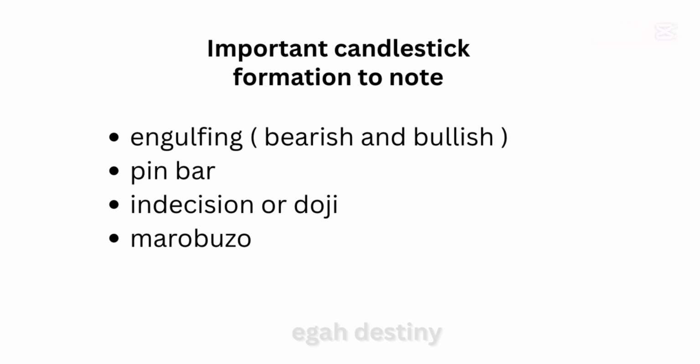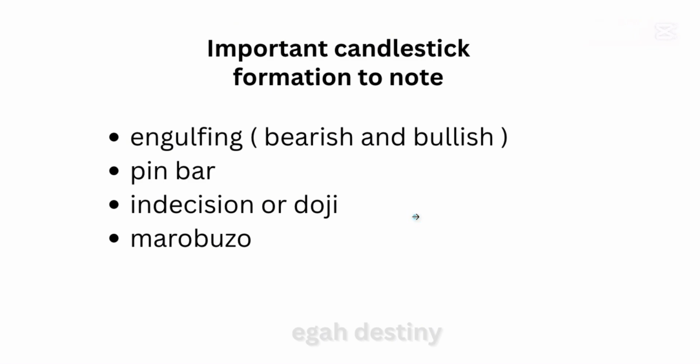There are important candlestick formations. I know there are videos everywhere that talk about candlesticks, different types of candlesticks, and there are lots of traders that pay a lot of keen attention to these things. But for my strategy and for my approach to the market, I pay attention to just these four candlestick formations. They are engulfing, pin bar, indecision or doji, or marubozu.